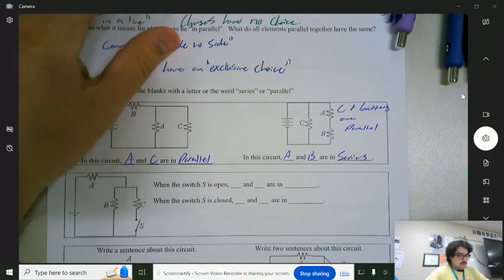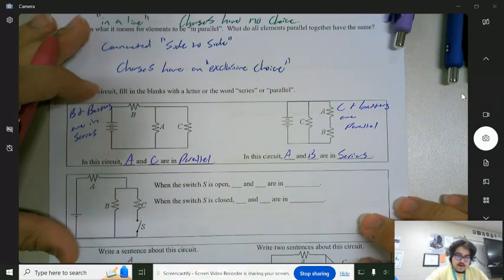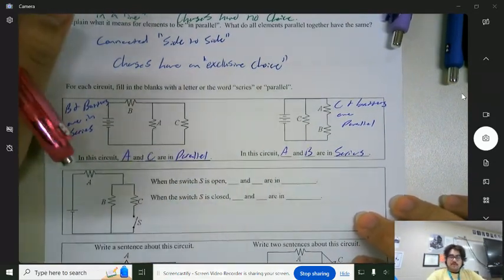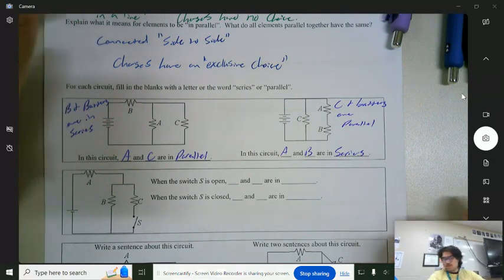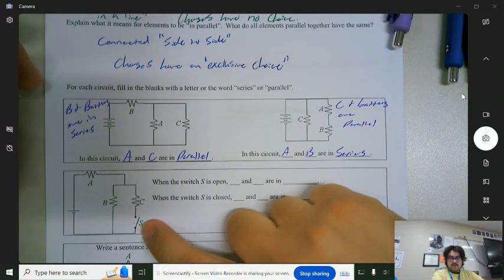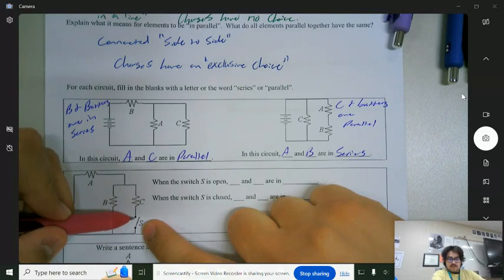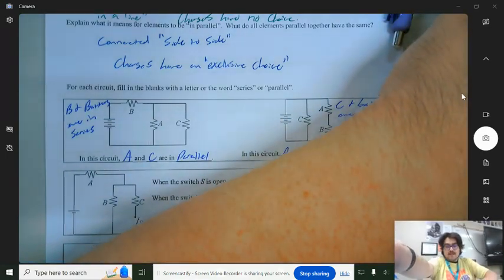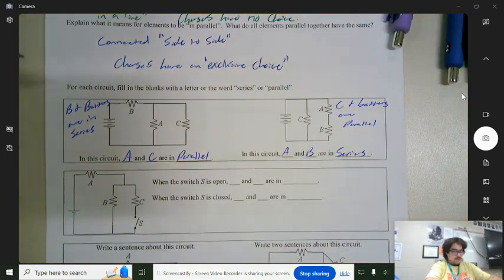Talking about these switches, how a switch works is it controls the flow of the charges. If the switch is closed, that means that it's connected and charges can flow through. But if it's open, then that means that the charges cannot flow through. They are unable to do so.